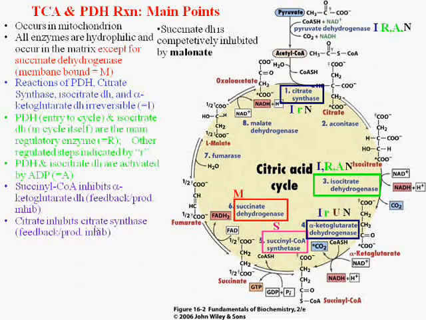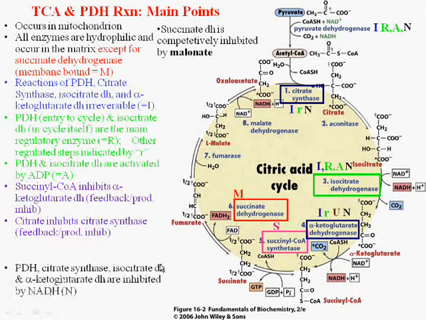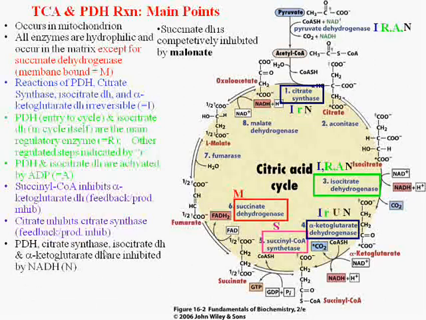One more thing is citrate inhibits citrate synthase. So citrate comes back and inhibits citrate synthase. Another example of feedback or product inhibition. PDH, citrate synthase, isocitrate DH, and alpha-ketoglutarate DH are all inhibited by NADH. That's something we covered in the previous slide.